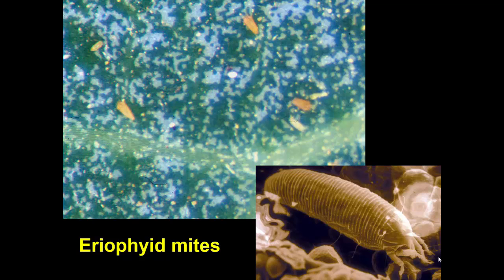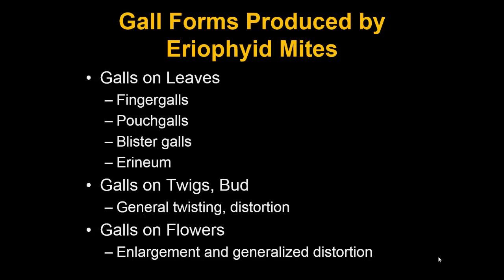So eriophyid mites, these little tiny elongated mites, some of them live on leaves, but we're talking now about the ones that make galls. And eriophyid mites make very interesting galls. They make galls on leaves that are what we call a finger gall or a pouch gall or a blister gall, or a very unusual and unique form called an erineum. They will also make general distortions and twisting of twigs and buds and also flowers.